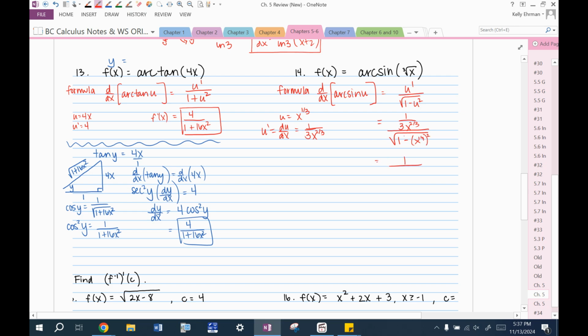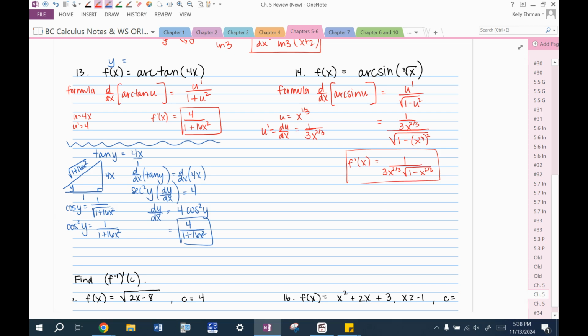Let's clean this up a bit. So bring the denominator up here down: 1 over 3x to the 2/3. And then square root of 1 minus squaring, power to a power here is multiplying, so this becomes x to the 2/3. So that would be your f prime of x equation.